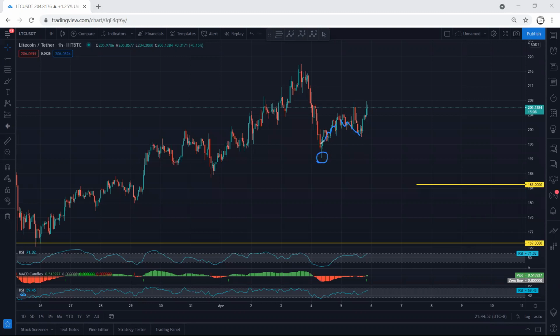Now the question is still, is this a correction relative to this or not? Because mostly, technically, we can still put this one as a correction relative to this. That means we can still look for a down move. And even if we get any down move, we can expect the price to drop to 185.